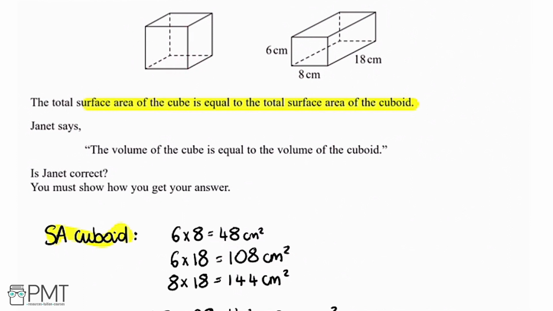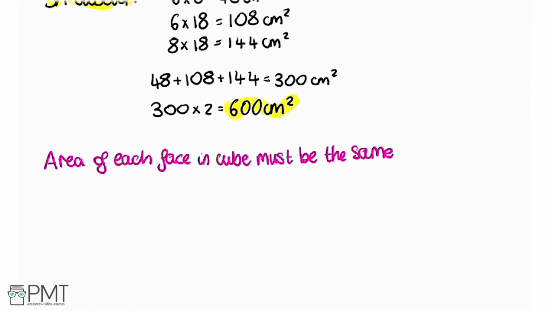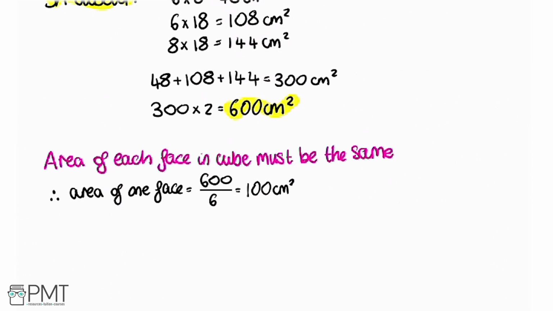Well, what's useful is that in a cube, every length is identical. So therefore, the area of each of the individual faces or 2D shapes must be exactly the same. Therefore, using that fact, the area of one of the faces must equal the total surface area, which is 600, divided by 6, because there are 6 faces, giving us 100 centimeters squared.